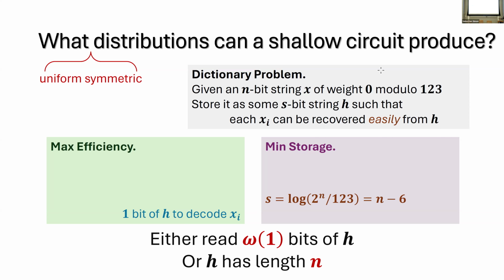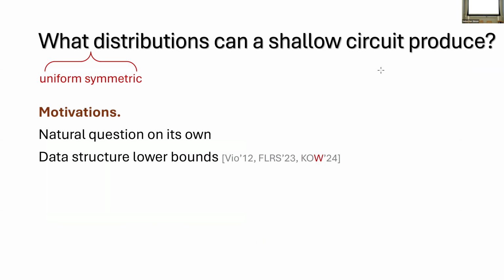So this is proved by analyzing the question above. In particular, the connection is, intuitively, assuming you have some very efficient data structure, then you can guess this data structure corresponding to each individual x and produce some distribution that is close to the uniform distribution over binary strings of weight 0 modulo 1, 2, 3. And by ruling out such distribution in shallow circuits, we rule out such data structure. Okay, so that is the second motivation from data structure.